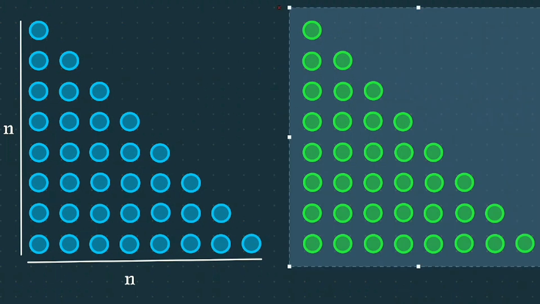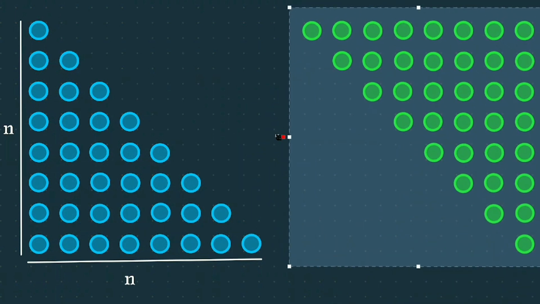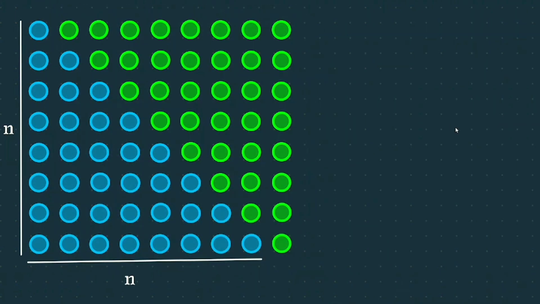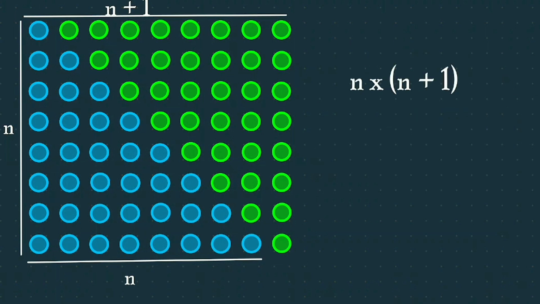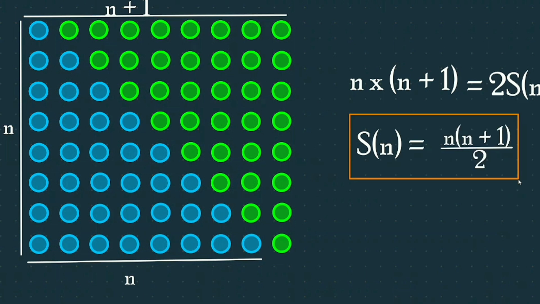We are going to take this green triangle and combine it with the blue one to create this rectangle. The number of small circles in the column is n, but the number of small circles in the row now is n plus 1, because along with these green circles there is one extra blue circle. So the total number of entries in this rectangle is equal to n multiplied by (n plus 1), which is equal to 2 multiplied by s(n), which implies that s(n) equals n multiplied by (n plus 1) over 2, which is what we wanted to prove. How cool is that?